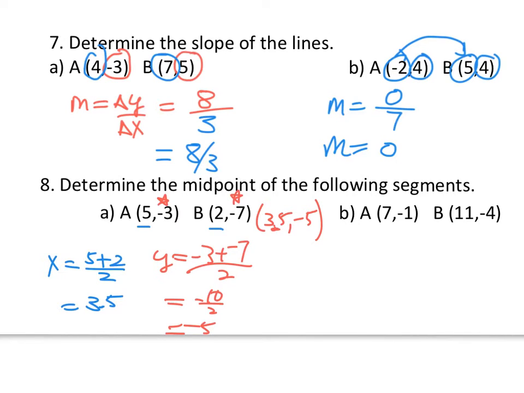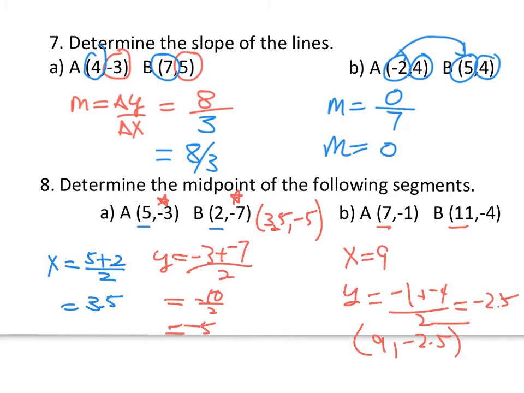Doing the next one, the x values averaging out 7 and 11, the middle number, that x value, is 9. 9 is in the middle. For the y value, I'll calculate that out: negative 1 plus negative 4 divided by 2. That's negative 5 divided by 2, which is negative 2.5. So the midpoint is at 9 and negative 2.5. That's the middle value between these 2 points.